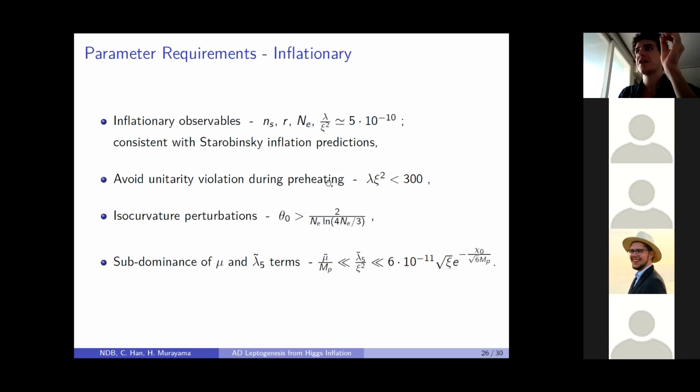One other thing to consider is that in models with these complex scalar fields, during reheating, the angular degree of freedom can lead to unitarity violation.